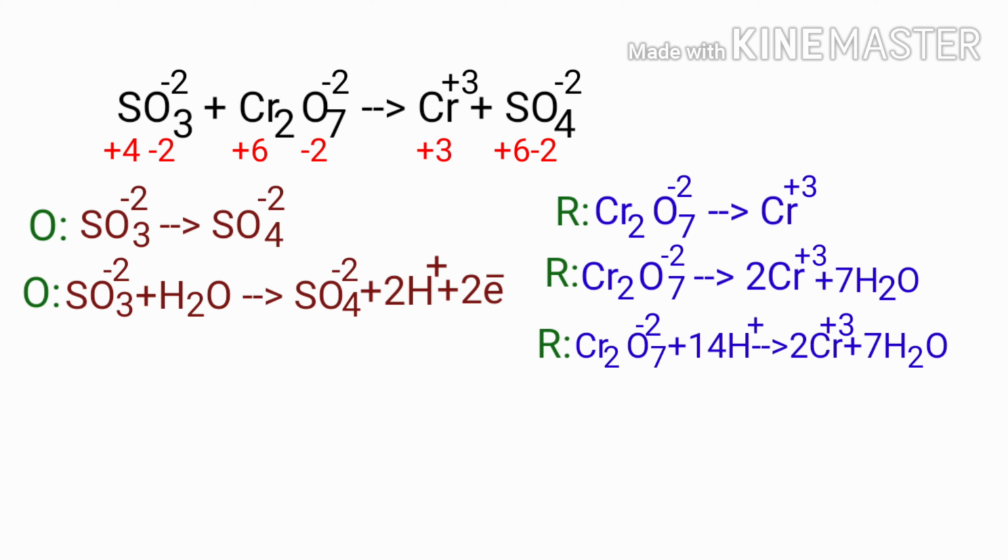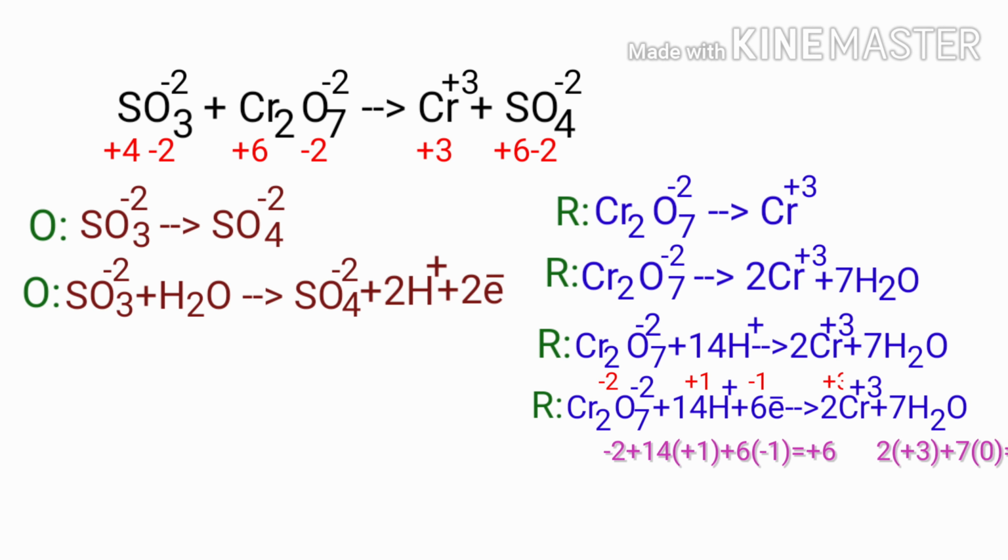Now you can equalize the charges in the reduction half reaction. To do this, you can add electrons. Now you can add 6 electrons to the left side. Now the charges in the reduction half reaction are equal.